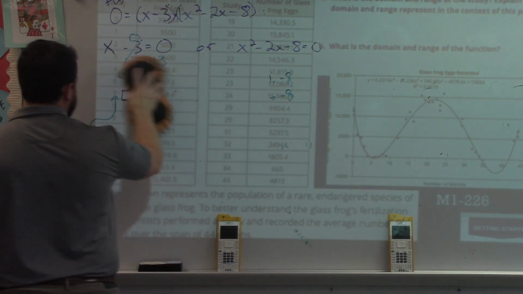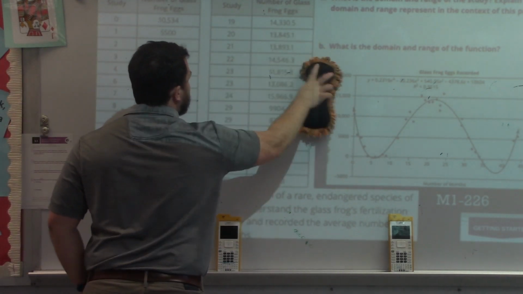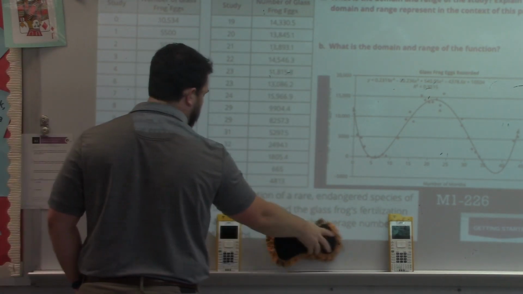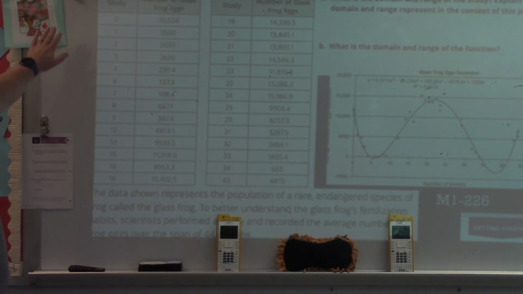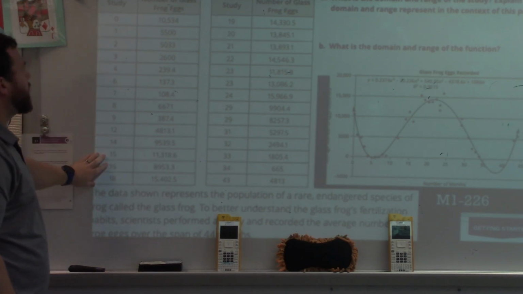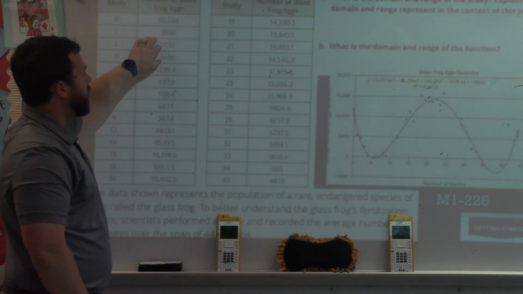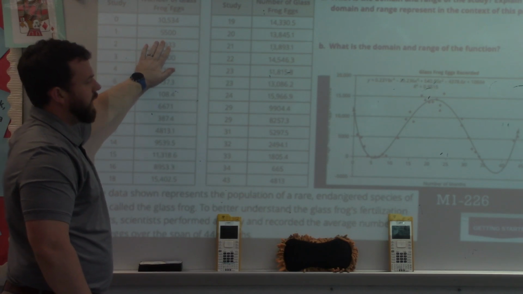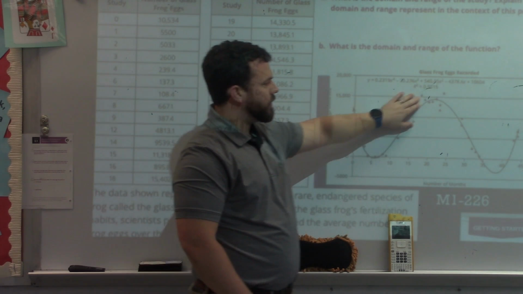So here's what we're looking at. The very first kind of lesson page here. We are looking at a study, and we're not going to be able to do the full context. We just don't have the time today. But we have data here that shows how long the study has taken place, and then the average number of glass frog eggs that are found during that month, okay?